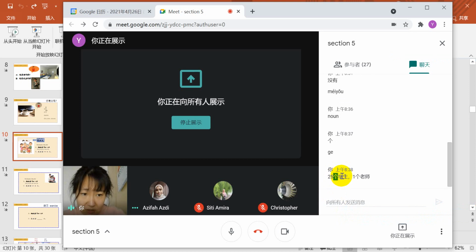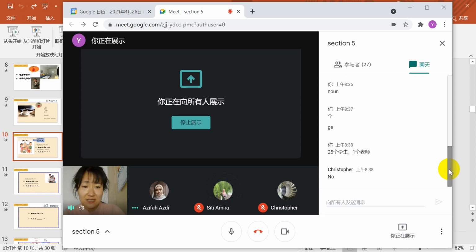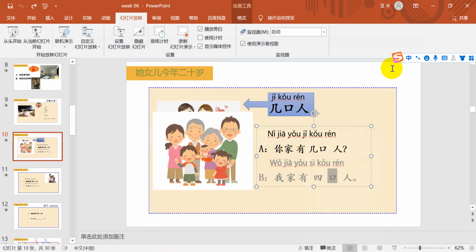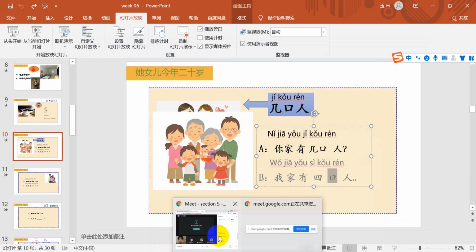As for 个 and 口, they are measure words. Do you have measure words in your language? No? Oh, you also don't have measure words. Okay, so this is special to the Chinese language. They have measure words. We call this 量词.